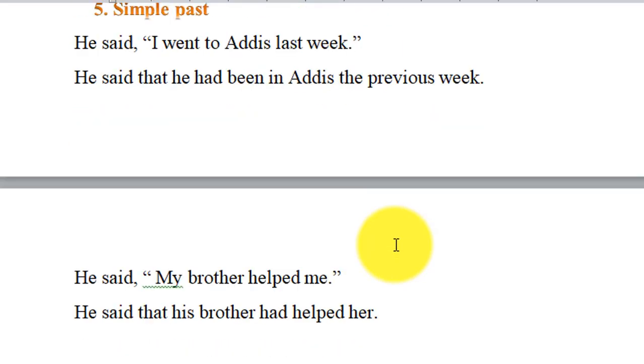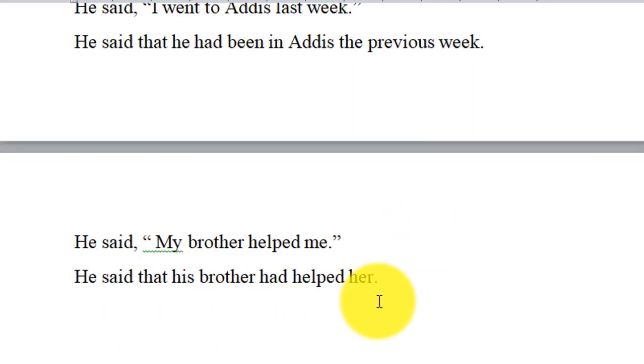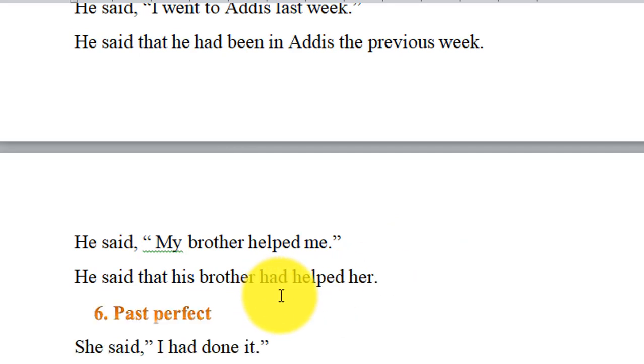Either the simple past or the past perfect structure will come. Fine. He said, my brother helped me. I want to show an example here. He said my brother helped me; my brother, the speaker is he, so we report: his brother helped, which is simple past, so "had helped me" if it says.